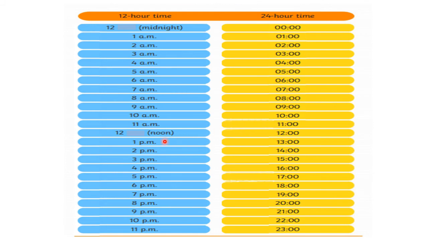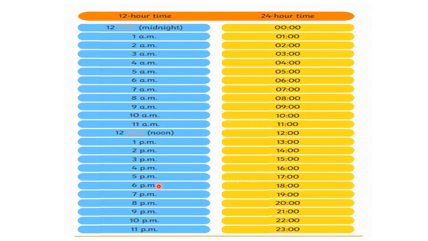Now, after 12, the time is 1 p.m. So, it is written as 1300 hours. 2 p.m. is written as 1400 hours. 3 p.m. is written as 1500 hours. 4 p.m. is written as 1600 hours. 5 p.m. is written as 1700 hours.